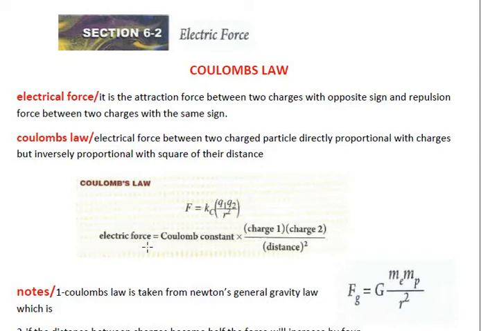So F is the electrical force, Kc is Coulomb's constant, charge 1 is Q1 and charge 2 is Q2, over the distance squared, which is r squared.